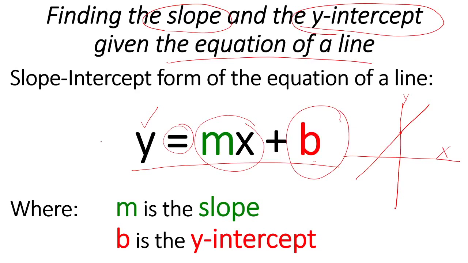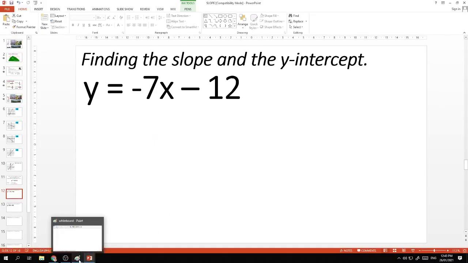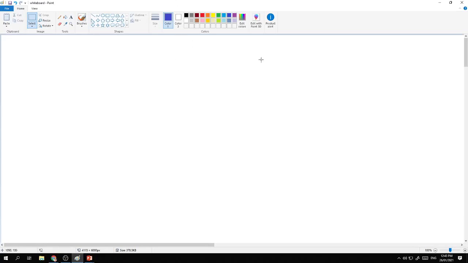So again, first should be y, followed by the equal sign. Next is the variable x and the constant term. That should be the sequence, okay? And take note, m is your slope and b is the y-intercept. Now, let's have our first example. This time, I will be using my paint. Okay, let's continue.